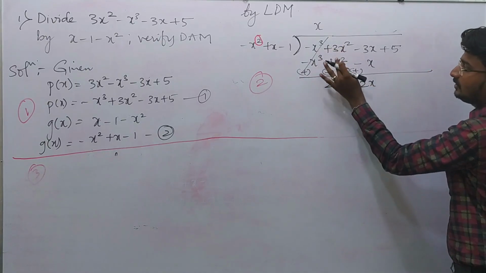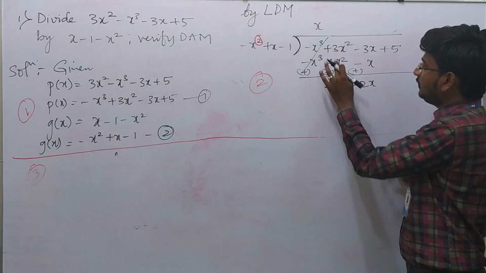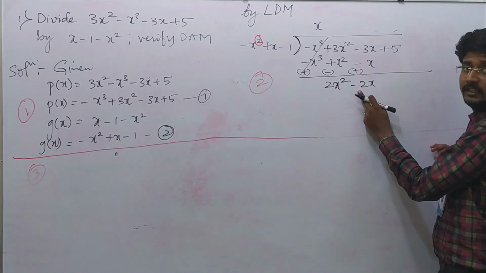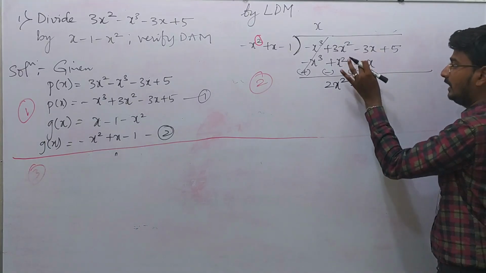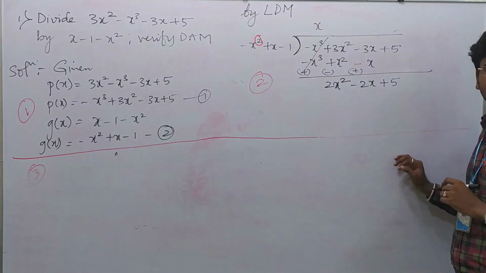Coming to this, plus 3x square minus x square. X square you can keep it as usual. Plus 3 minus 1, plus 2. Minus 3x plus x, minus 2x. X will be again as usual. Minus 3 plus 1 will be minus 2. Constant plus 5, I will keep it as usual.